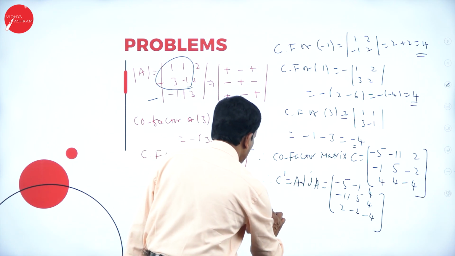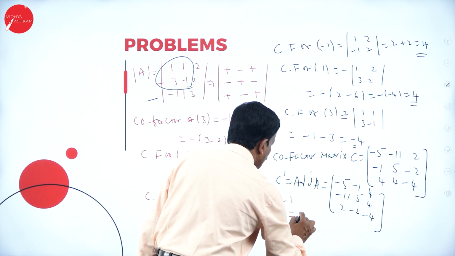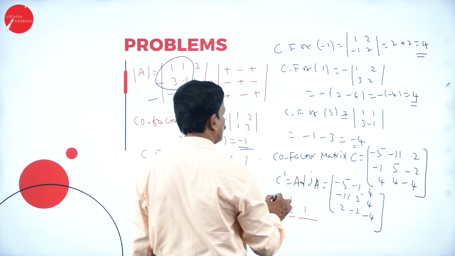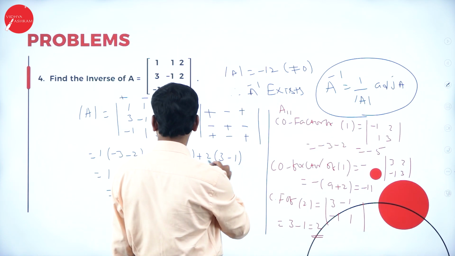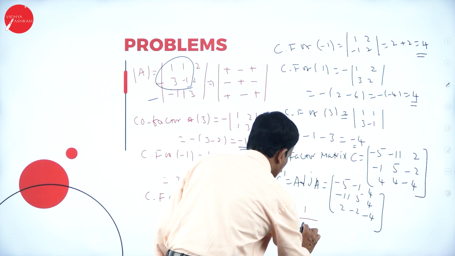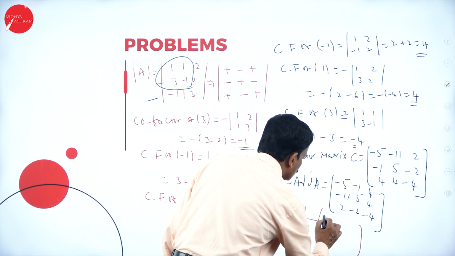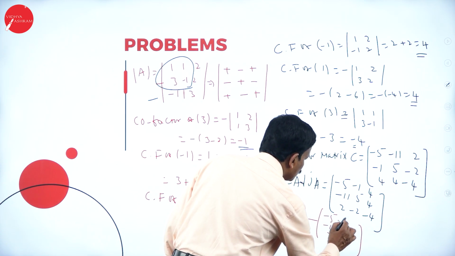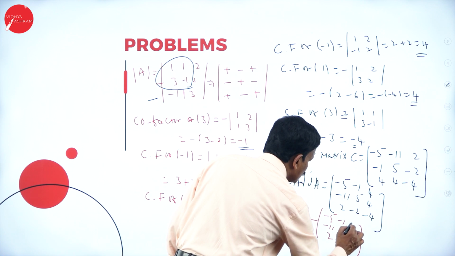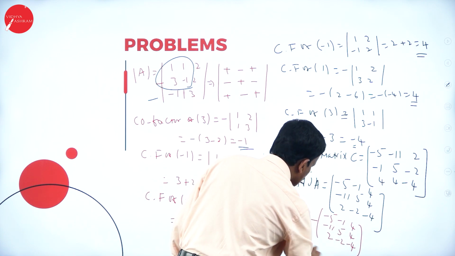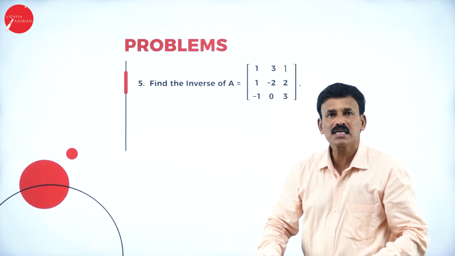Therefore, the final A inverse is equal to 1 over determinant of A into adjoint of A. What is the determinant of A? Minus 12. 1 over minus 12 into these elements: minus 5, minus 11, 2, minus 1, 5, minus 2, 4, 4, minus 4. This is called the inverse. That's it. Now, let us come to the next problem.